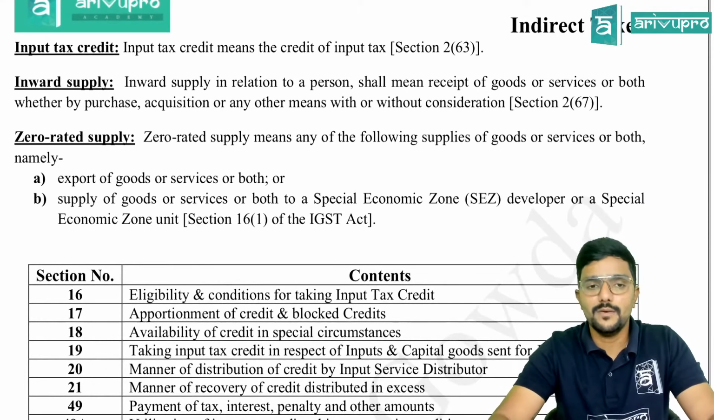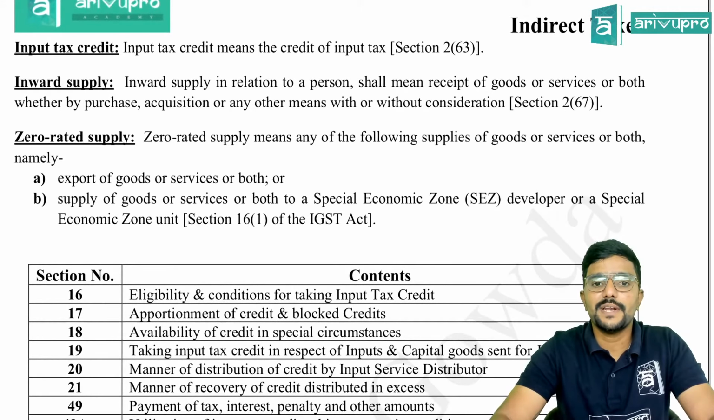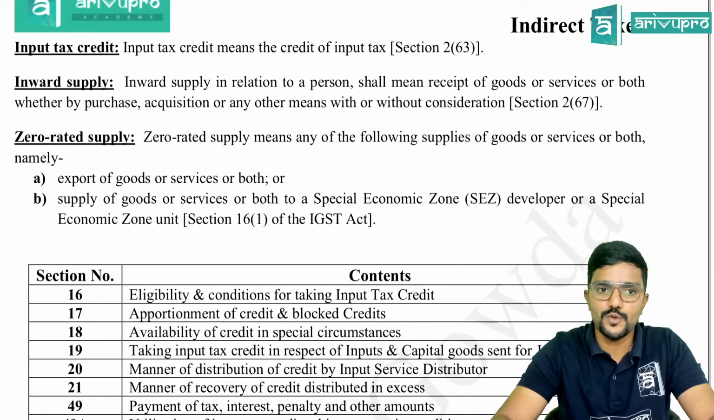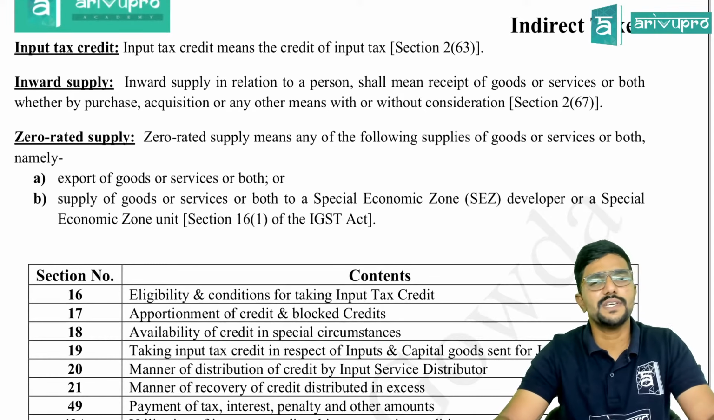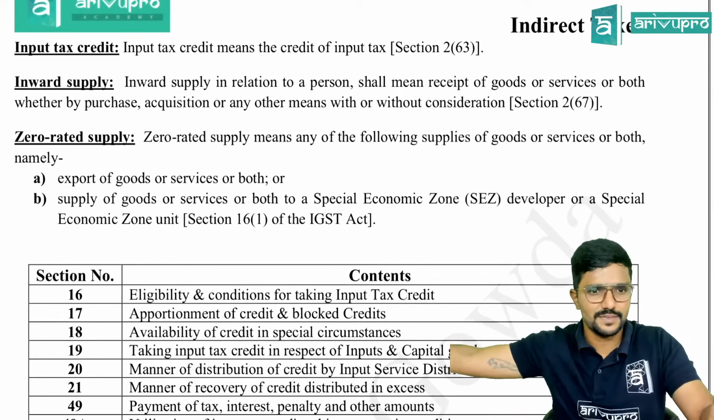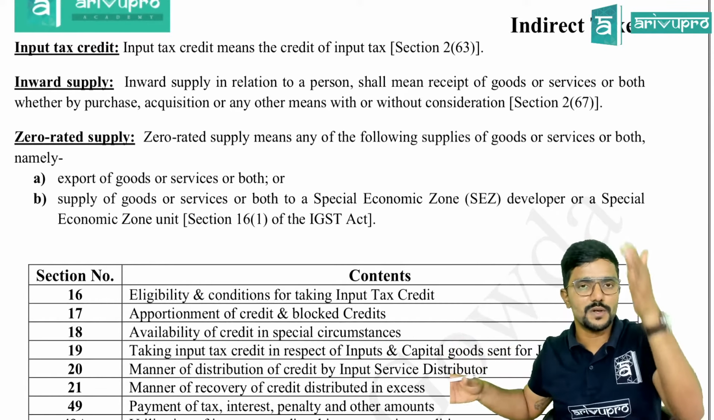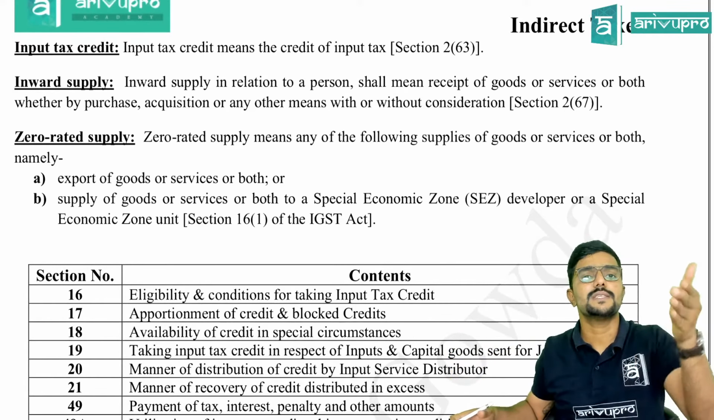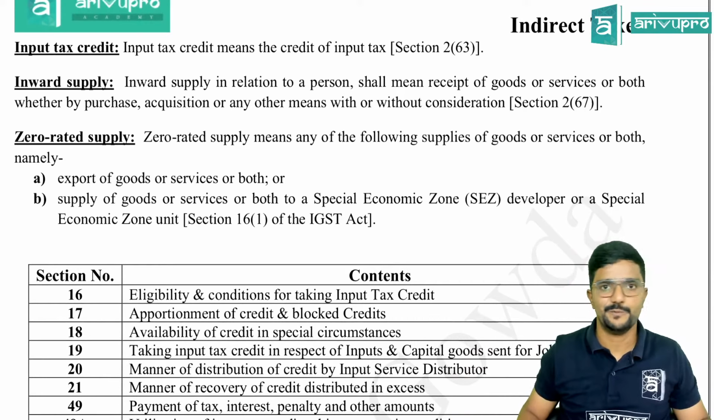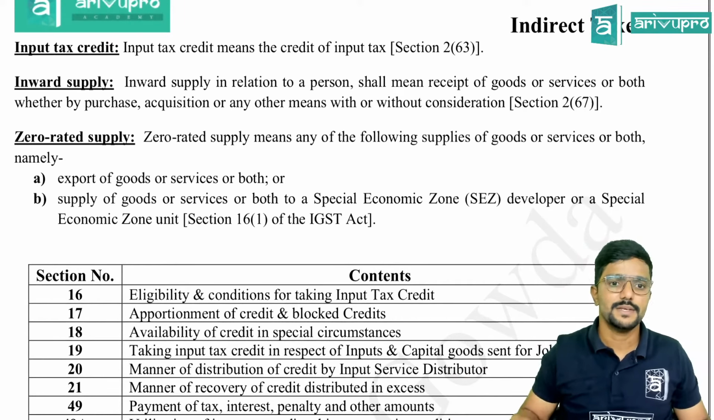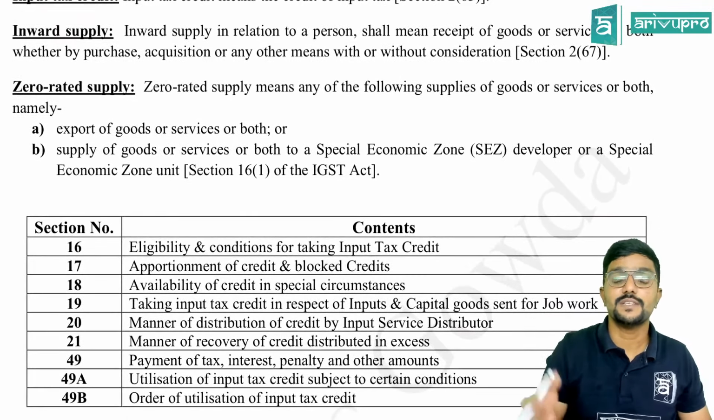Now, inward supply. Inward supply in relation to a person shall mean receipt of goods or services or both, whether by purchase, acquisition or any other means, with or without consideration. Whether consideration is there or not, that is secondary. So you have taken some goods or services. In that case, that is called inward supply for you. Clear? Yes, sir.